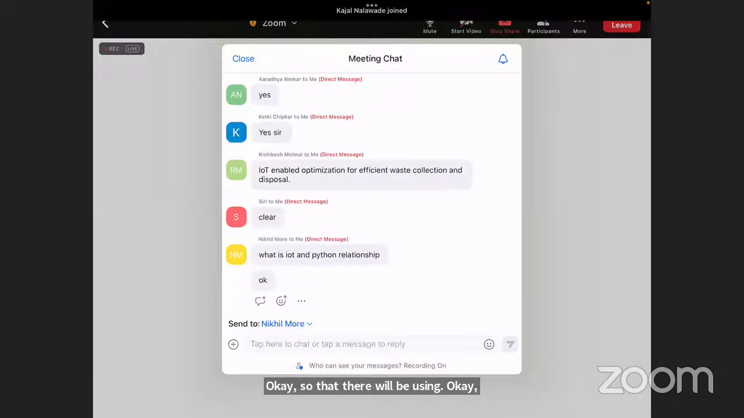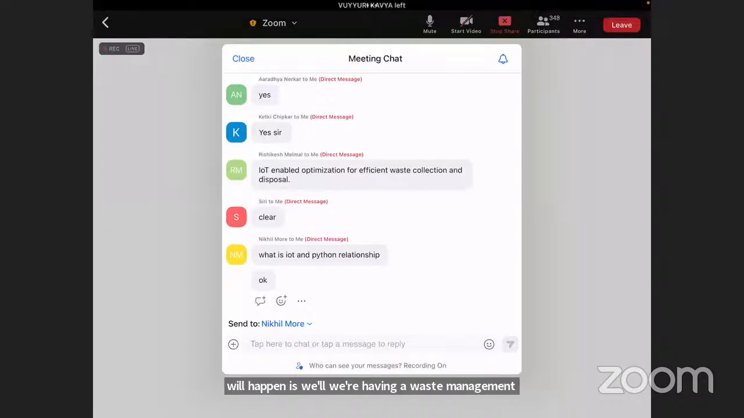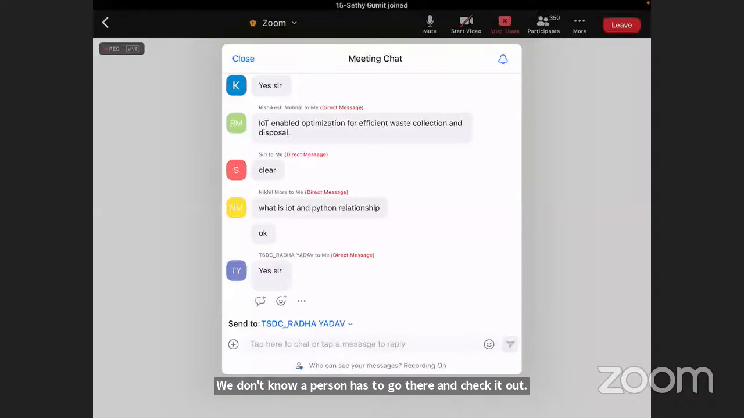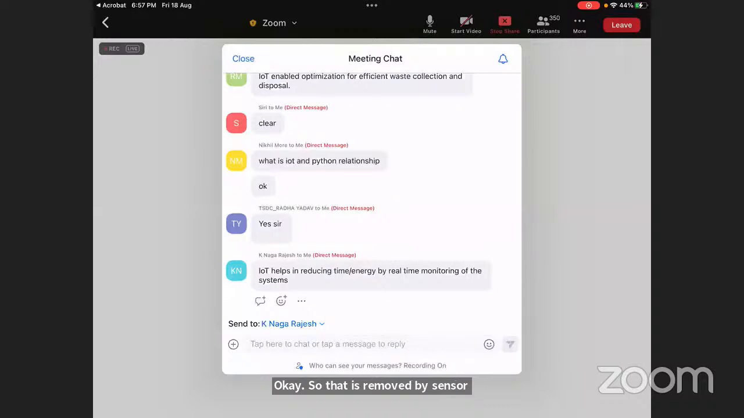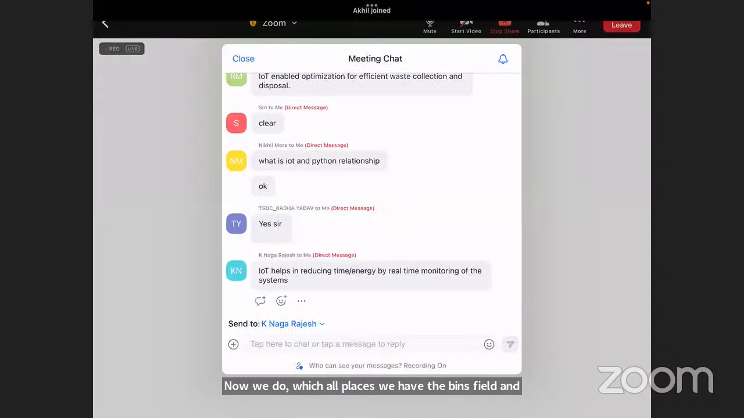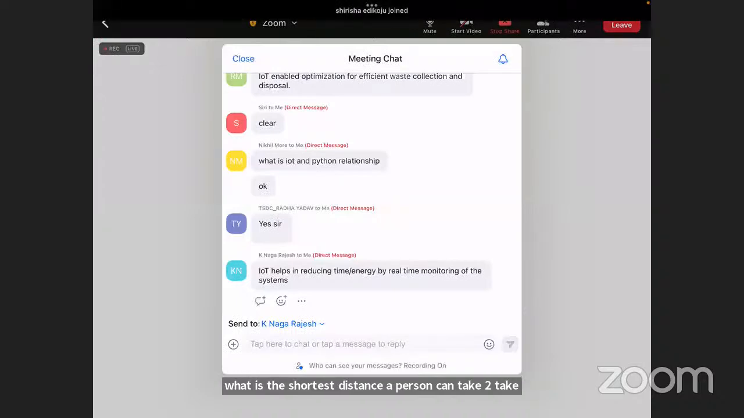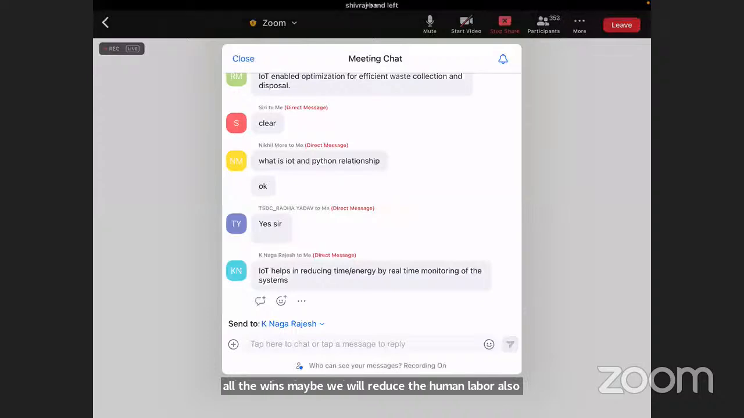Here we have a waste management problem where the waste is filling up. We don't know, and a person has to go there and check. That is removed by the sensor. Now we know at which places the bins are filled and what is the shortest distance a person can take to cover all the bins. Maybe we will reduce human labor also here. We'll have more efficiency. IoT helps in reducing time and energy by real-time monitoring of the system.